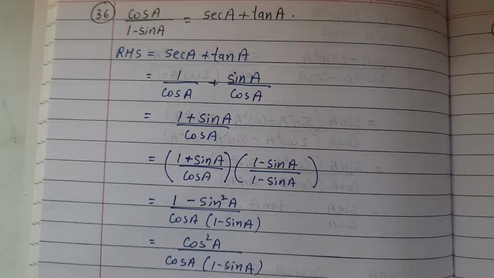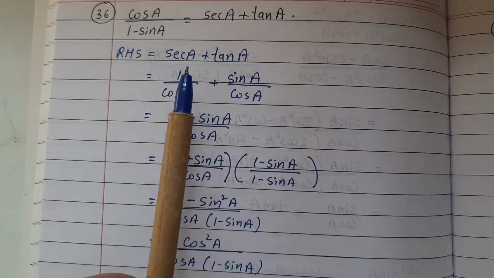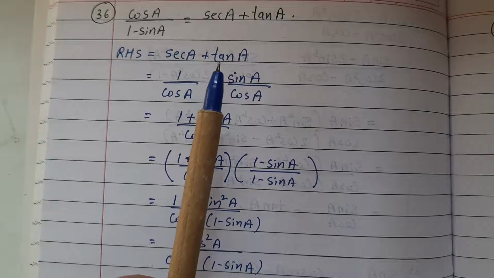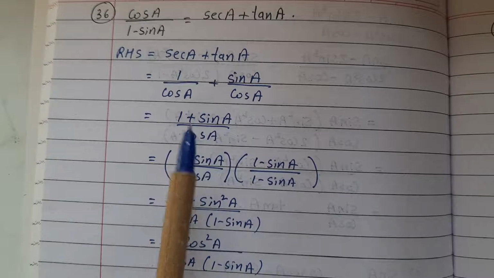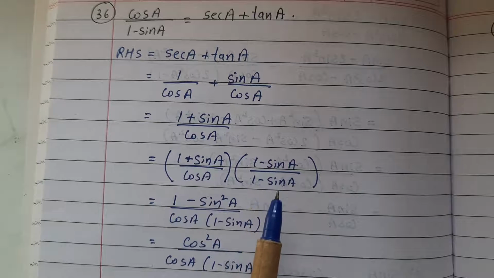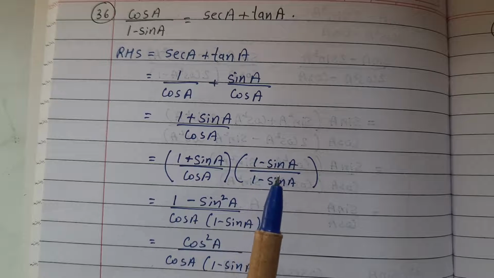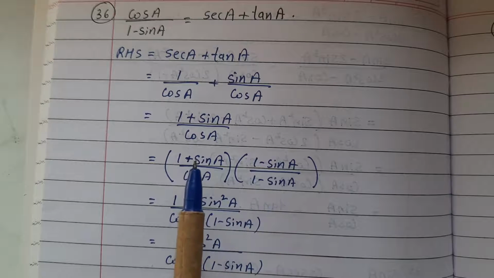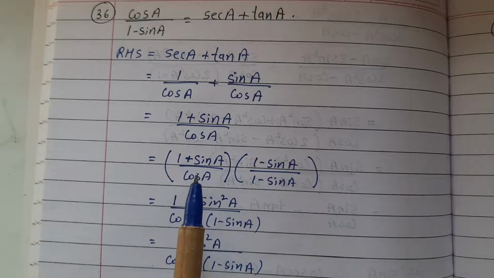Sum number 36. Right hand side is equal to sec A plus tan A. Sec A is 1 upon cos A plus tan A is sin A upon cos A. LCM of the denominator is cos A. So cos A, 1 plus sin A. Multiply and divide by 1 minus sin A. We get 1 plus sin A upon cos A into 1 minus sin A upon 1 minus sin A. A plus B into A minus B is A square minus B square. 1 minus sin square A upon cos A into 1 minus sin A.